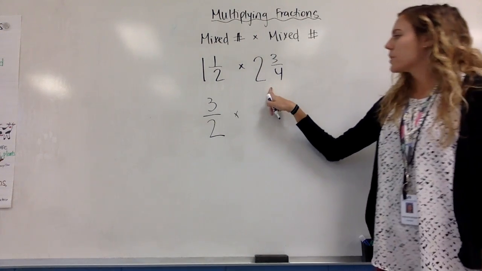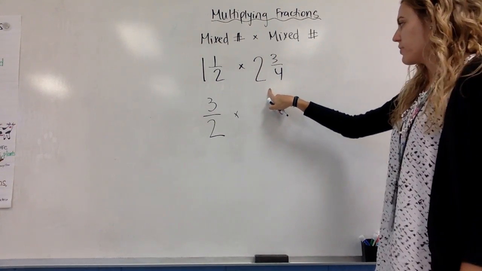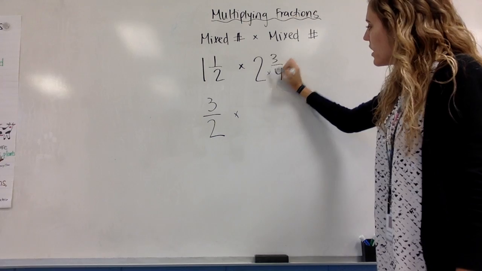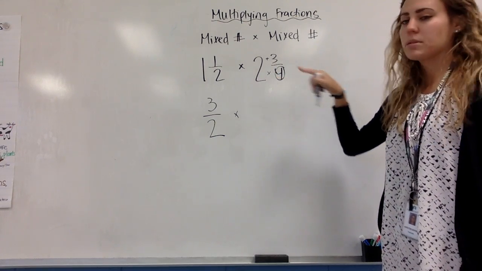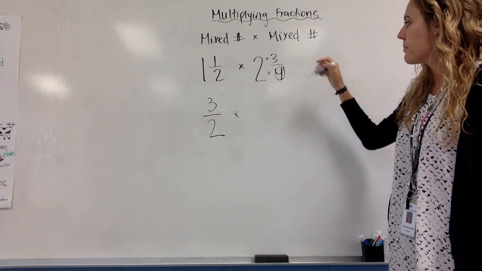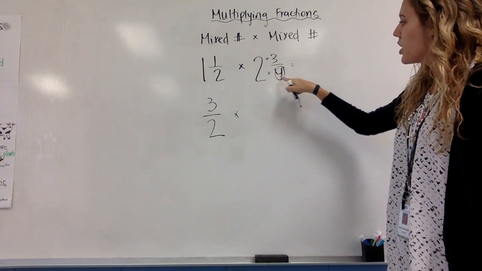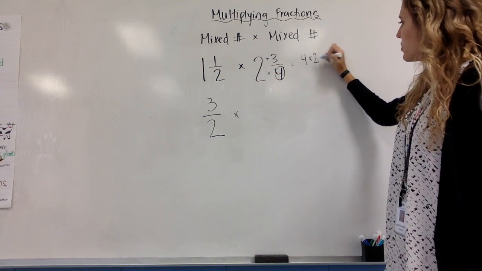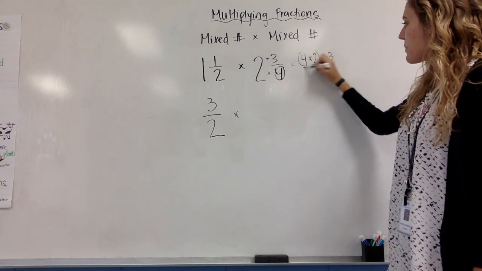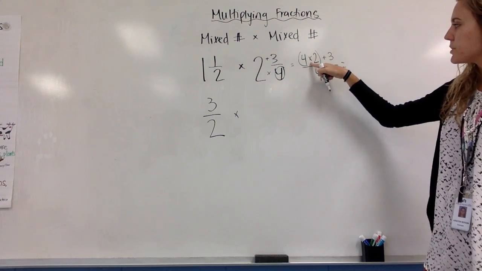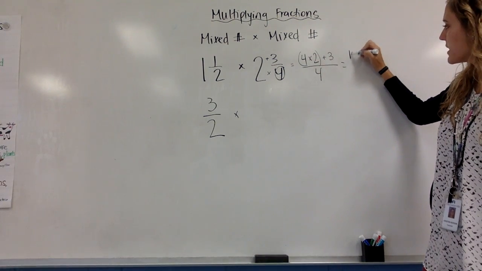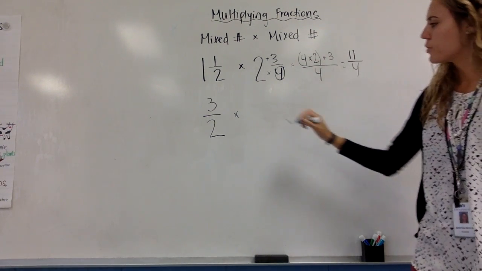Our second mixed number is 2 3/4. So I'm going to use the same strategy. I'm going to multiply my denominator times my whole number, and then I'm going to add my numerator. So I have 4 times 2 plus 3. I'm going to put it all back over my denominator, which is 4. So 4 times 2 is 8, plus 3 is 11 over 4.